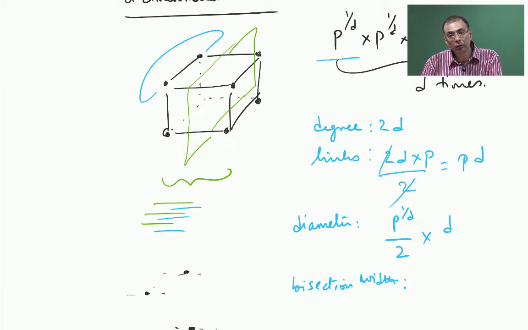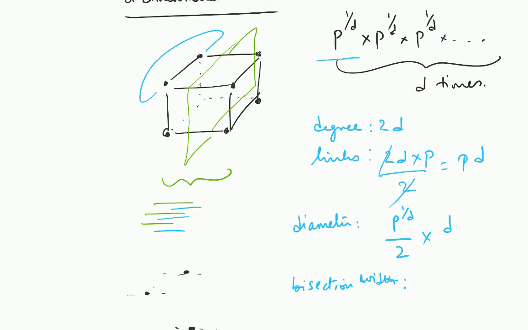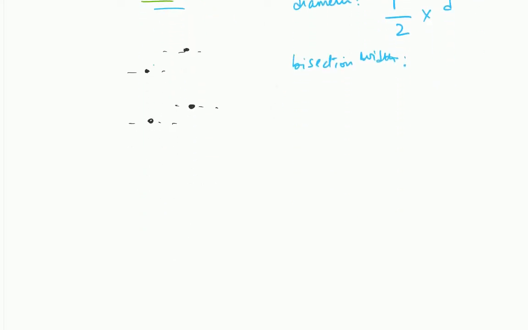Two p to the power 1 by d. You're only considering links of one dimension, into d minus 1. Should I explain this in 3D? What's happening in 3 dimensions? Do you understand what is happening in 3 dimensions?